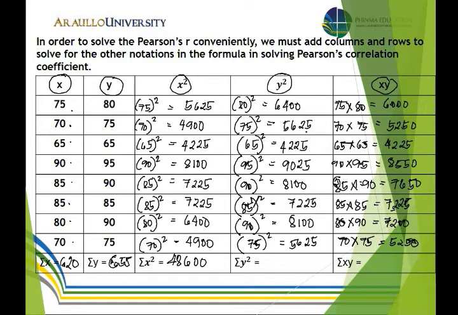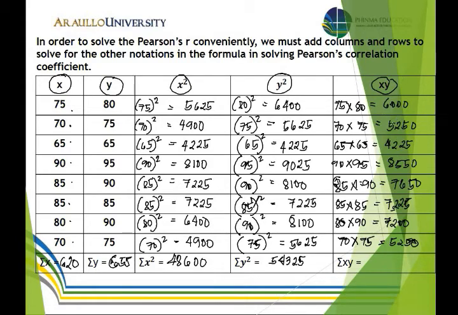Okay, next we have y squared. 6,400 plus 5,625 plus 4,225 plus 9,025 plus 8,100 plus 7,225 plus 8,100 plus 5,625. We have a total of 54,325.